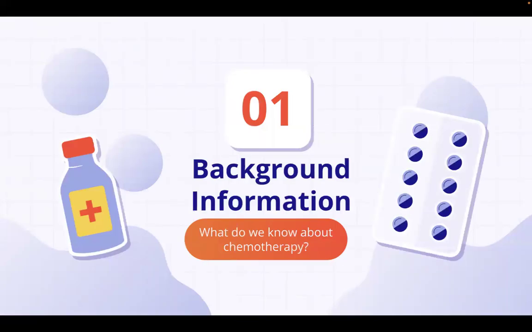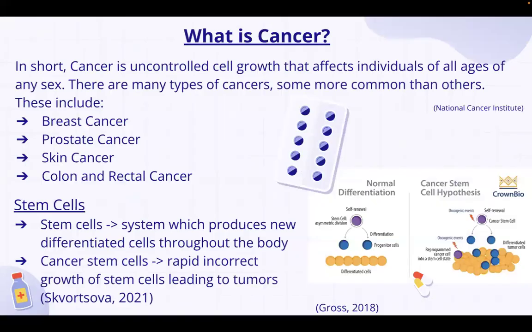So, going into some background information, what do we actually know about chemotherapy? So, what is cancer? In short, cancer is uncontrolled cell growth that affects individuals of all ages and of any sex. There are many different types of cancers. Some are more common than others. These include breast cancer, prostate cancer, skin cancer, colon and rectal cancer, and other types such as liver cancer and lung cancer.